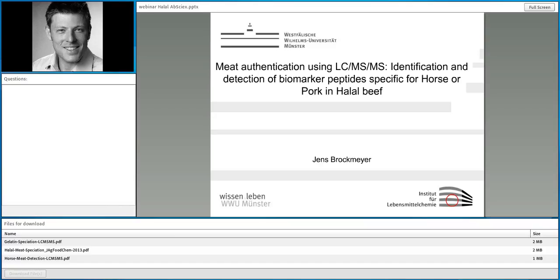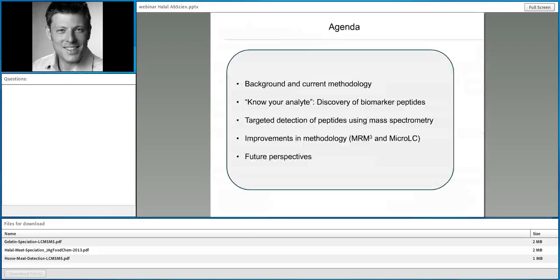I'd like to go a little into detail on meat classification using mass spec, and today's agenda.